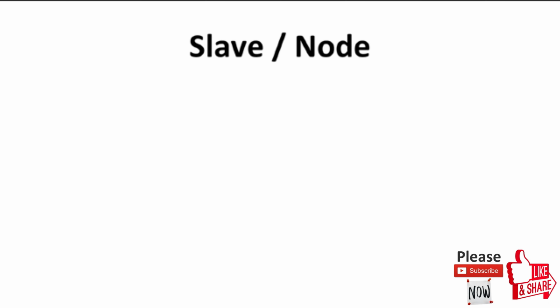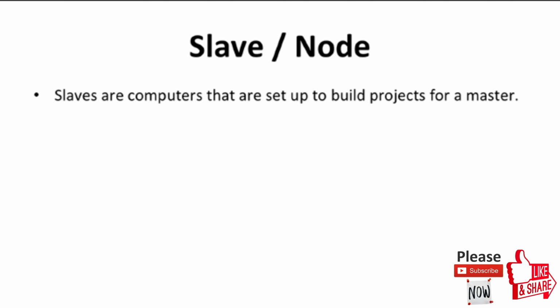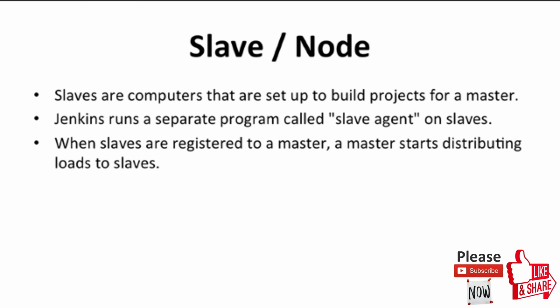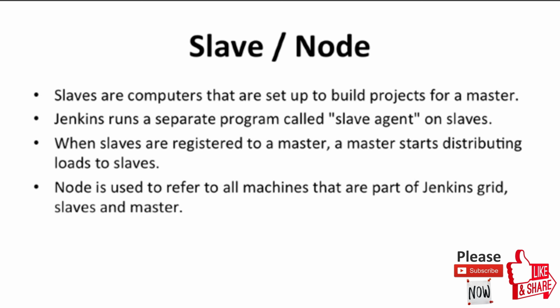Slave or node. Slaves are computers that are set up to build projects for a master. Jenkins runs a separate program called Slave Agent on slaves. When slaves are registered to a master, the master starts distributing loads to slaves. Node is used to refer to all machines that are part of the Jenkins grid: slaves and master.